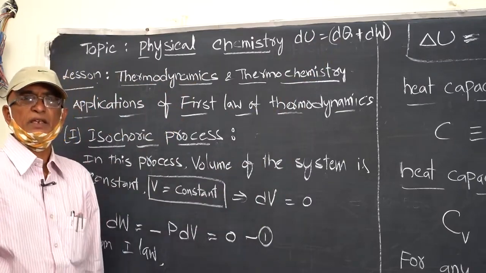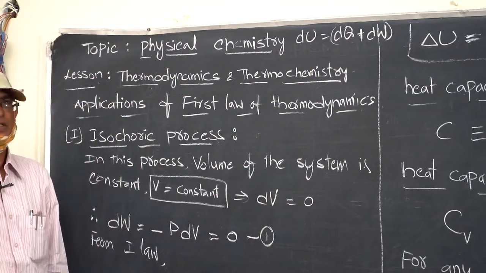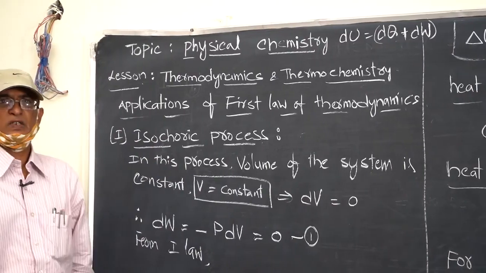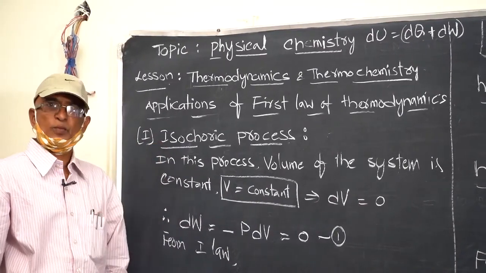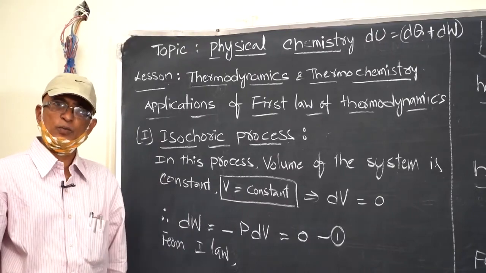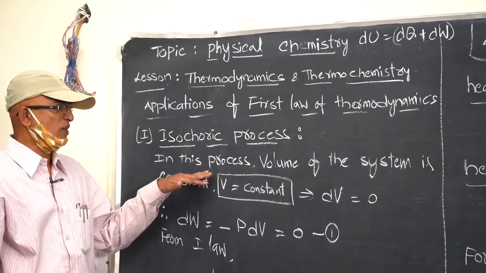Now, I am applying the first law of thermodynamics to different thermodynamic processes. The first among them is the isochoric process. What is the isochoric process? An isochoric process is a constant volume process.